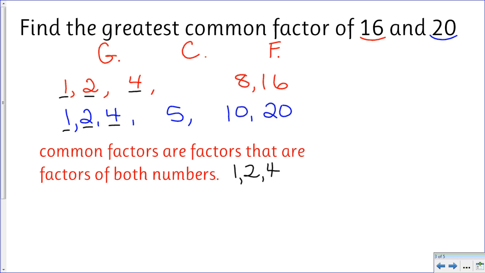Our question asks us, though, to find the greatest common factor. So the greatest common factor, the largest one of the common factors, would be 4. So we can state that the GCF, greatest common factor, of 16 and 20 is 4.